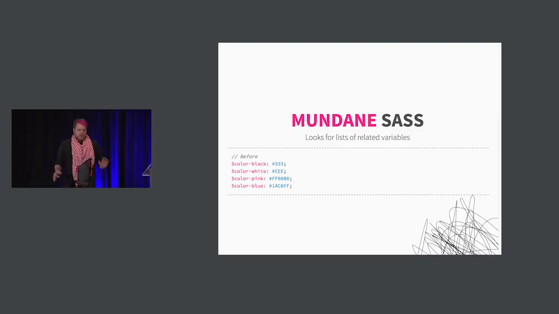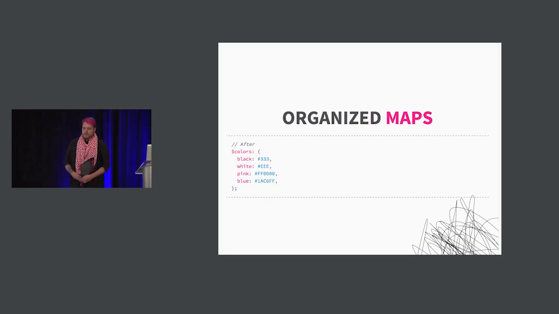So one of the quick things that we can do with it is we can just clean up some mundane repetitive things, say our colors. We can take a set of color variables and put them all together into a single namespace. So we have all of our colors in one map, one variable. And there's various uses to that, and we'll look at those.